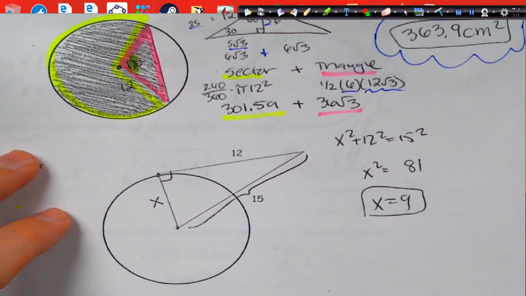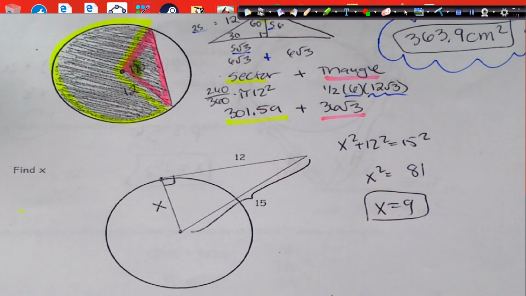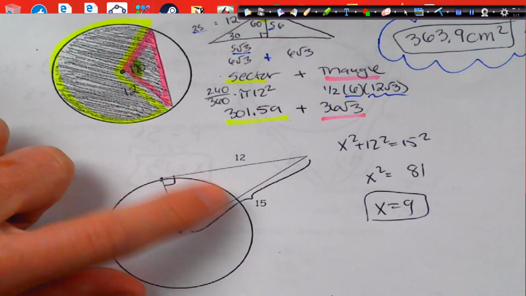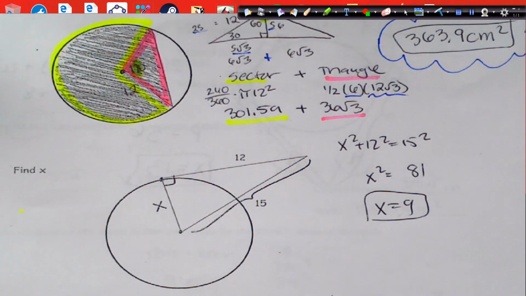It required a lot of our past work. Here we know that a radius and a tangent line meet at a 90, so we get x, 12, and 15, basic Pythagorean theorem. We get x equals 9.